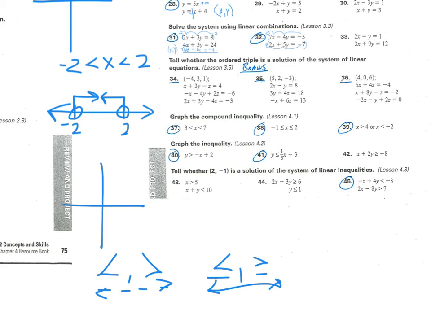And number 45, the last one you have to do, you're going to tell whether this point, 2, -1, x and y, plug them in for x and y, and work it out. Is this side less than -3? And is this side greater than 7? If it satisfies and works in both of them, then it's a solution. Otherwise, no.